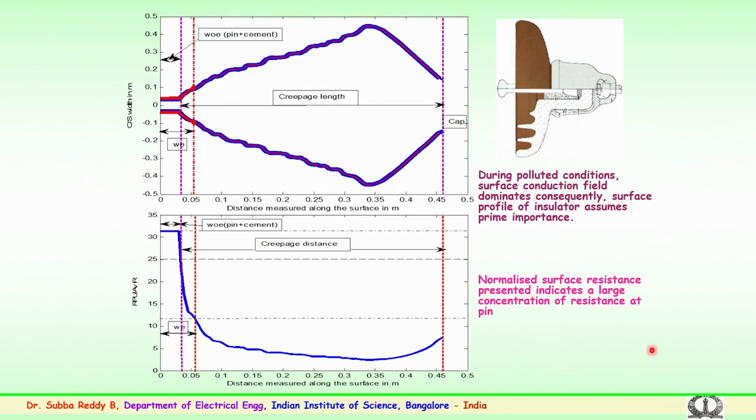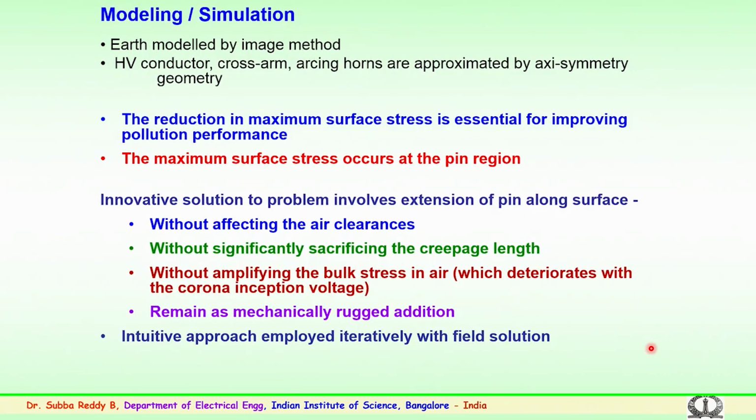So, we have tried to carefully contour the pin area, and we have been successful in developing an electrode for the various ceramic discs which are being used in the country. We have modeled the high voltage conductor, cross arm, and arcing horns. Many of these things have also been taken care of, and we have seen that the reduction in maximum surface stress is very important, which is essential for improving the pollution or contamination performance.